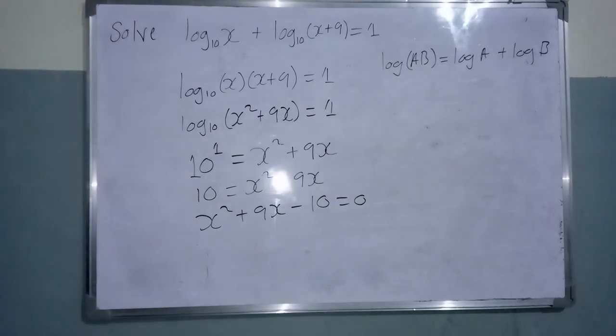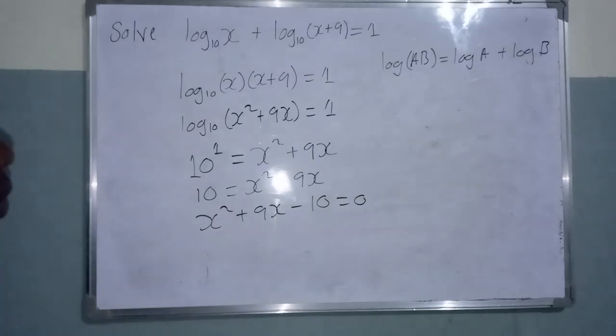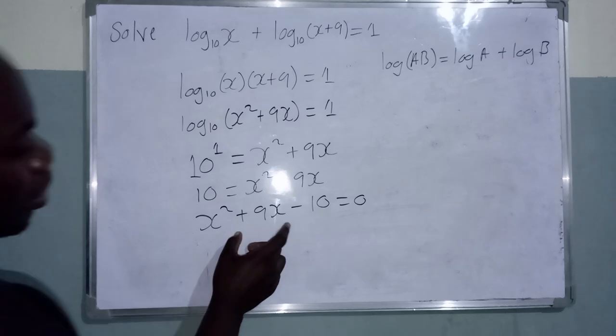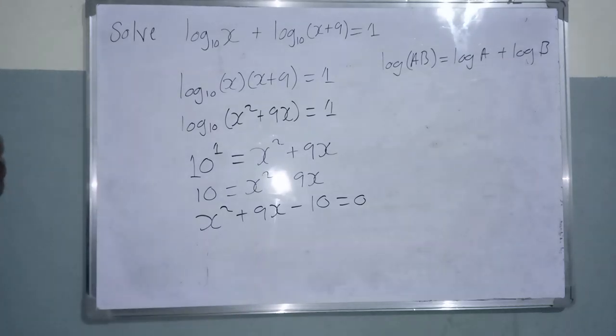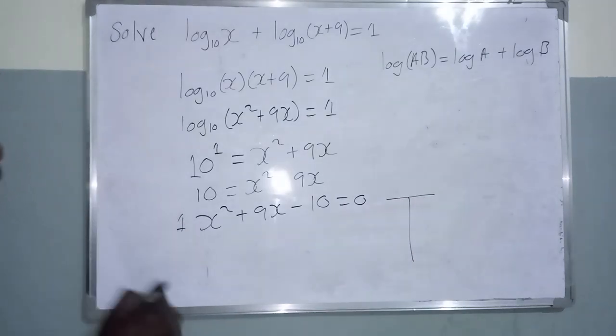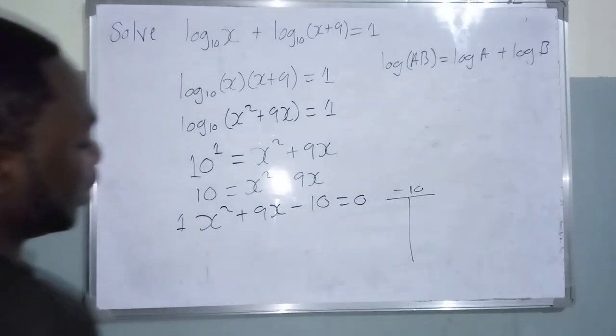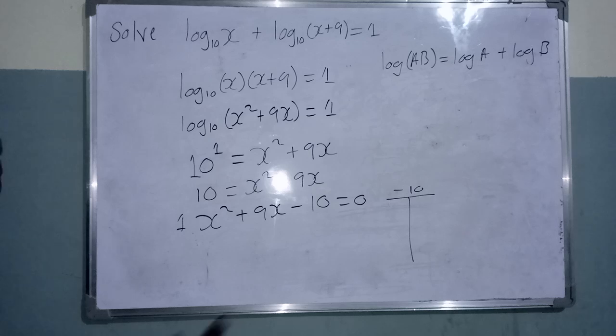So we see that we now have a quadratic equation. Okay, so what are we supposed to do? We're supposed to factorize this. If we're unable to factorize, we use the quadratic formula, or by completing the square, we'll be able to find the value of x. So let's try factorizing. Okay, so we get the coefficient here, which is the 1 multiplied by the constant, which is negative 10. We have negative 10. Then which two numbers can we multiply to have negative 10? When we add those two numbers, we get positive 9.